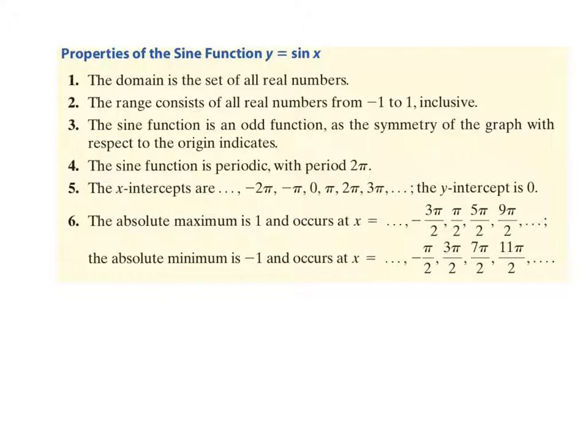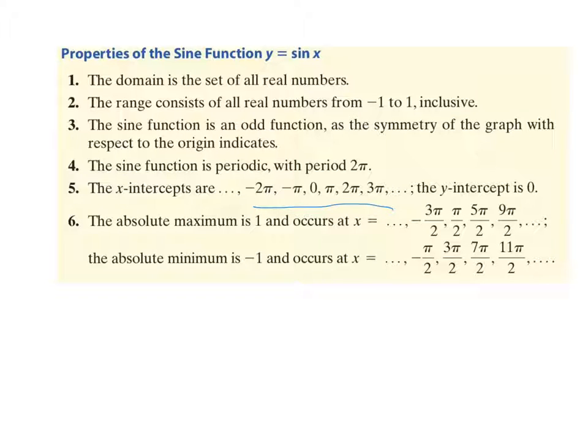Remember, for the sine curve, the domain is the set of all real numbers. The range is contained in the interval from -1 to +1, and it says inclusive, which means it does include the endpoints -1 and +1 respectively. We already stated that it's an odd function, that it has a period of 2 pi. We've noted that it crosses the x-axis at these points.